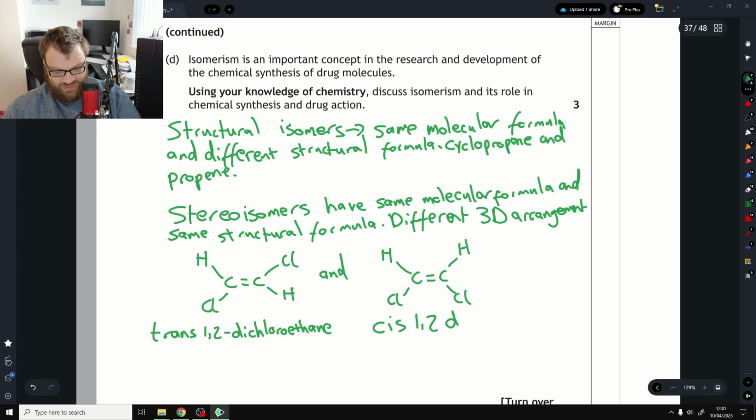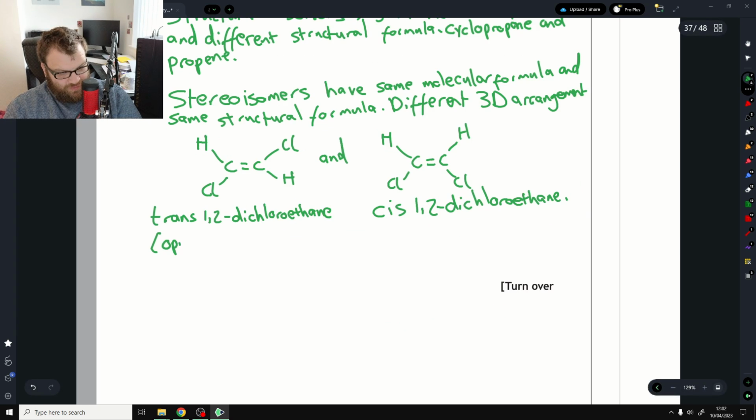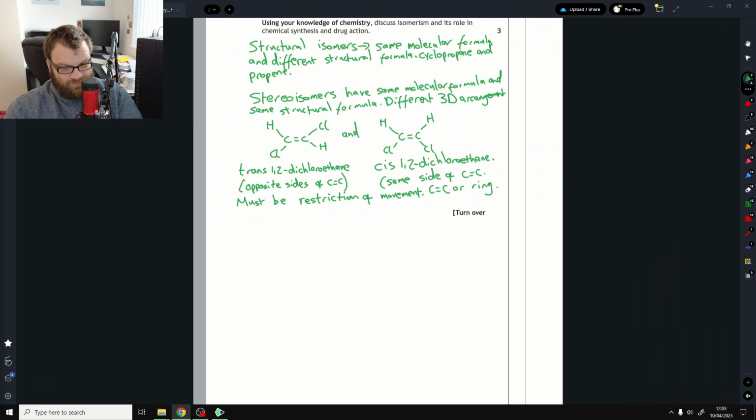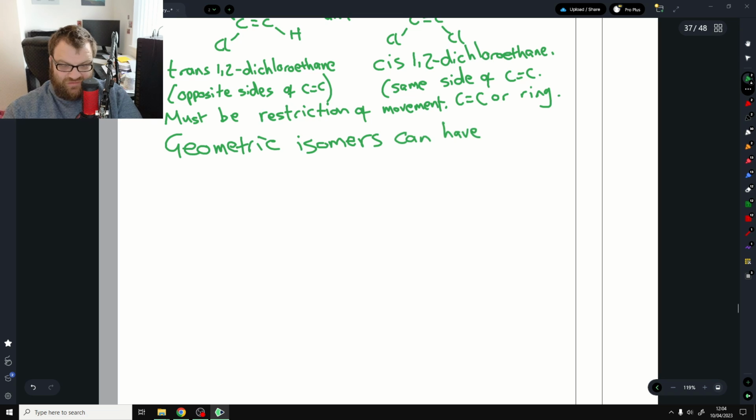Still 1,2-dichloroethane. This one is opposite sides. Whereas in the other one, we have them on the same cis, same side. There must be restriction of rotation. And that happens when you have C double bond O or a ring. That will potentially lead to that. So these ones we just talked about, those are your geometric isomers we have there. Now, the geometric isomers can have different melting points and boiling points.